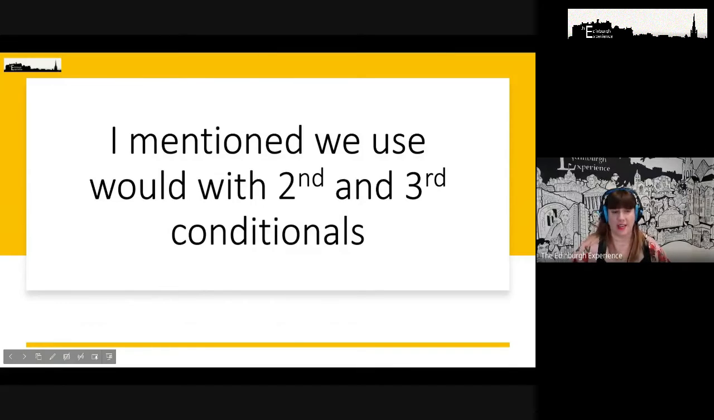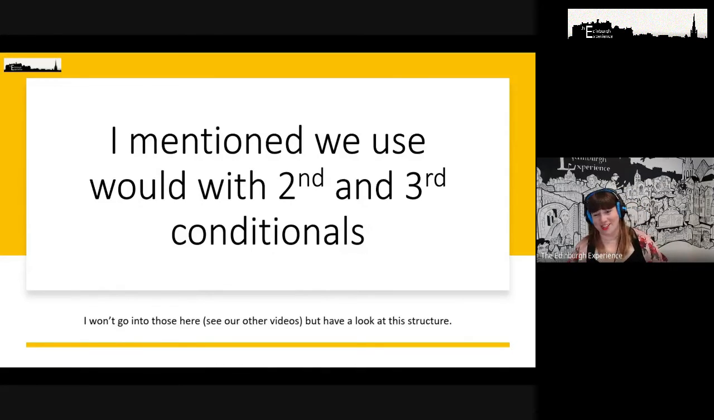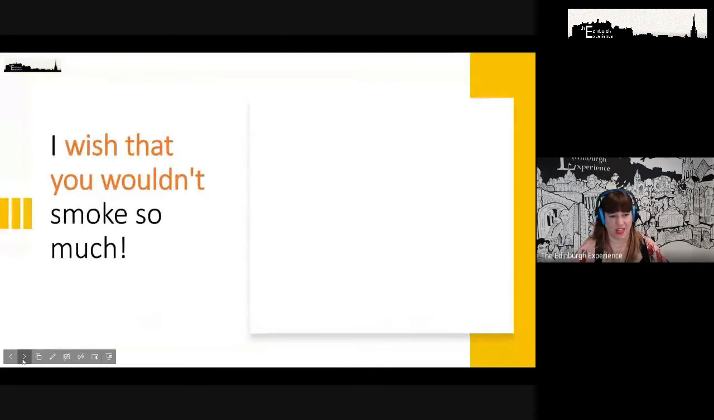So I mentioned at the beginning that we, of course, use would with the second and third conditionals. I'm not going to go into conditionals, guys. We just did a really big series on conditionals, so you can go back and watch all of those videos if you weren't sure about it. But I do want to just highlight this structure, which is very often taught at the same time as conditionals, yeah? I wish that you wouldn't smoke so much.